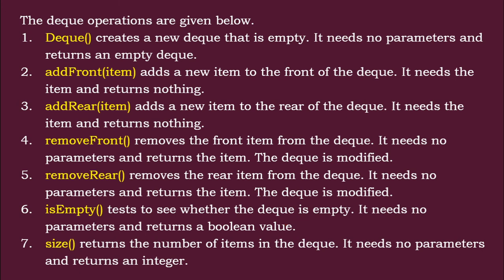Next is size, which returns the number of items in the DQ. It needs no parameters and returns an integer, and the size is the number of elements in the DQ. So when you apply this after inserting and deleting elements from either the rear end or the front end, it returns how many elements are there in the DQ. That means it will return the answer as the size of the DQ, maybe 100 or 50 or 25, but there is no parameter for this size function.